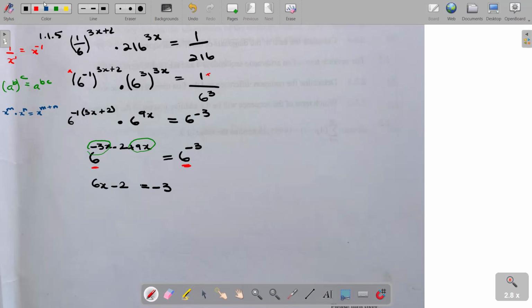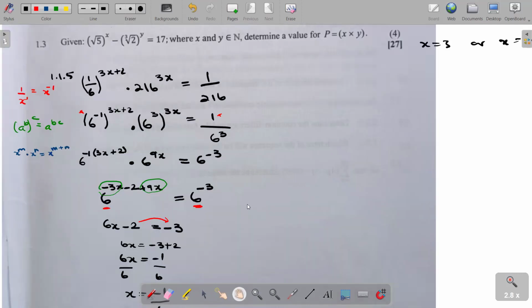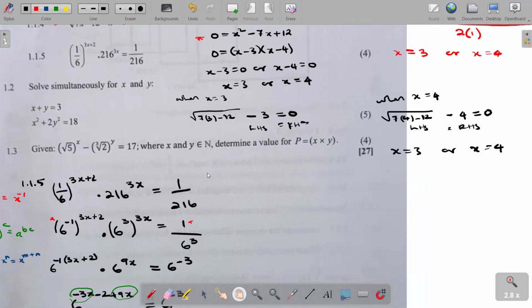Then transpose this to the other side. It changes sign. It will mean that 6x is equal to minus 3 plus 2. Therefore, 6x is equal to negative 1. Divide both sides by 6. So x is equal to negative 1 over 6, which becomes the solution. Our x is given by negative 1 over 6.